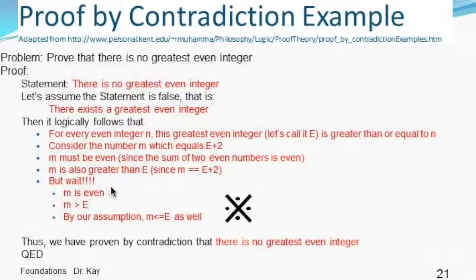But hang on, we've got m even, and we have m is greater than e, but by our assumption, m is also less than or equal to e. So m is greater than e. No, it's less than or equal to e. We say, that's a contradiction. So we draw our little symbol, and so we say, thus we have proved by contradiction that there is no greatest even integer, QED. Of course, when you do your real proof, you don't do it in red and black, you just do it in one color, but I did this to really emphasize how I'm just using my outline.